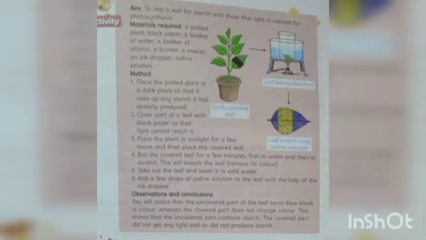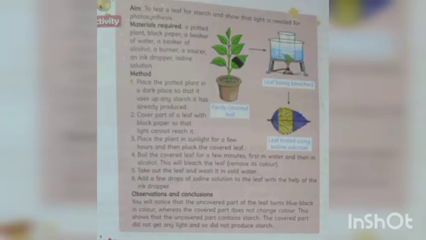So, children, let us see that. Aim: to test a leaf for starch and show that light is needed for photosynthesis. So, children, all plants, any kind of plant, have to prepare food only through the process called photosynthesis. Yes, it is preparing food by using the method called photosynthesis. So for doing this activity, what are the materials that are required?